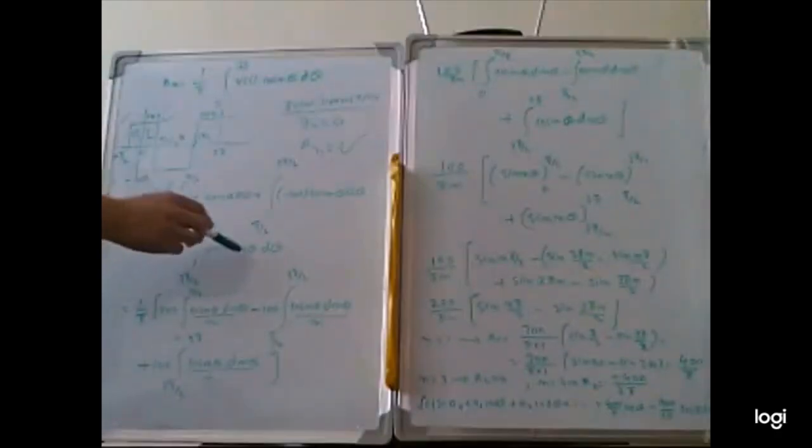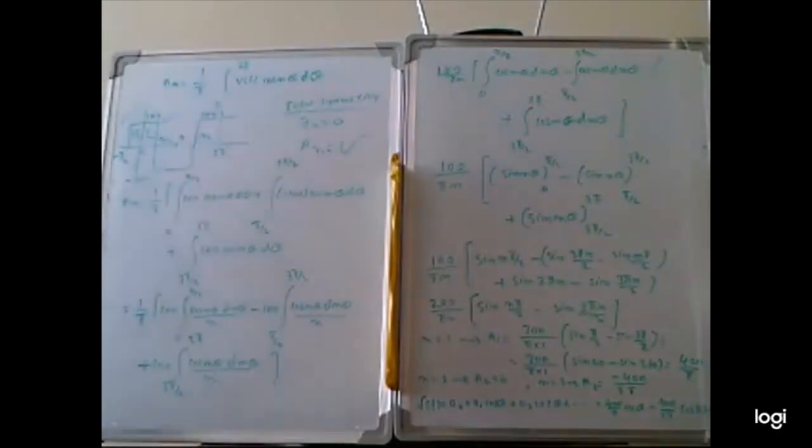But this one is a square wave, with changes at pi by 2 and 3 pi by 2. So when you integrate 0 to 2 pi, you integrate from 0 to pi by 2, then pi by 2 to 3 pi by 2, and 3 pi by 2 to 2 pi. So the general formula is 1 by pi, from 0 to pi by 2, 100 cos n theta d theta; pi by 2 to 3 pi by 2, minus 100 cos n theta d theta; and 3 pi by 2 to 2 pi, 100 cos n theta d theta.